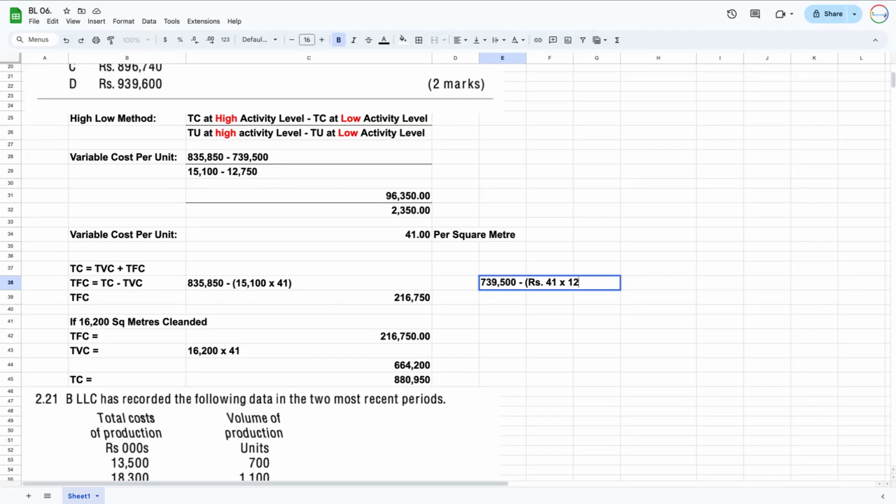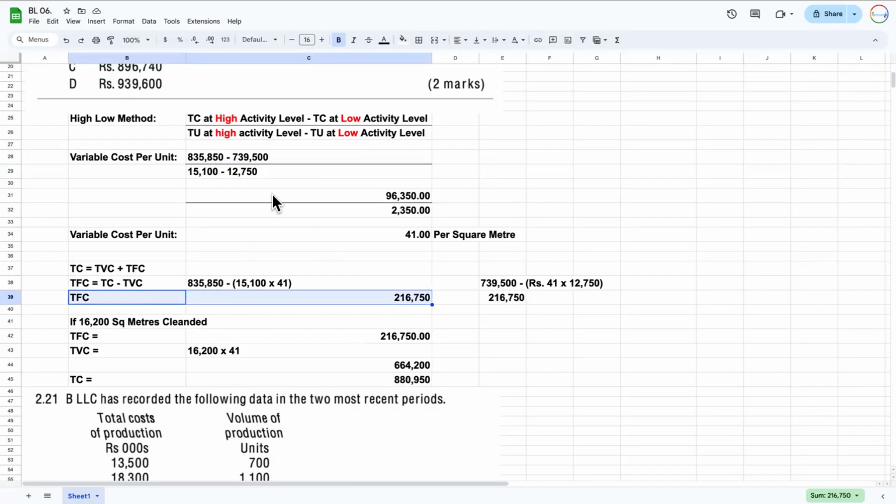Here only 12,750 is cleaned, so we can get the total variable cost. If we do the math, we take 7,39,500 and take away the amount 41 into 12,750. Then we will get the same number, 2,16,750. So either you can use the lowest activity level cost or the highest activity level cost. You end up with the same fixed cost, because regardless of the number of units or the level of activity, the fixed cost is fixed, even at 0 square meters cleaned.